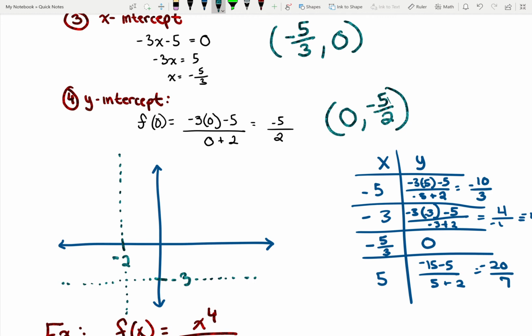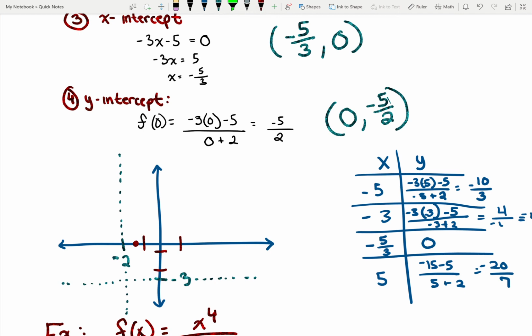We also said that we know that the point -5/3, 0 is on the graph, okay? So let's just say 1, 2, 1, 1. Okay, so -5/3 is a little less than -2. So let's just say it's right here. So that point right there will be -5/3.